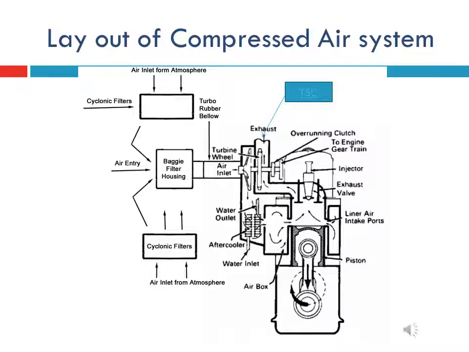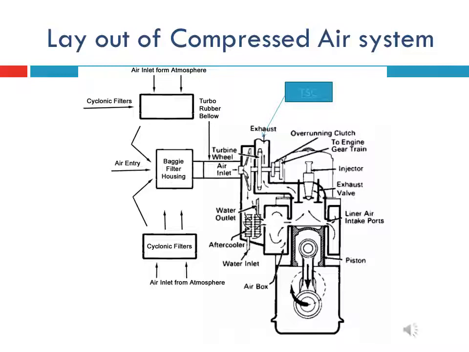Layout of compressed air system. It may be seen in the slide that air is initially filtered through the cyclonic filter and comes to the centralized air compartment. From the air compartment, air enters the turbo supercharger after filtering by the baggy type filter. Now, the intake air is compressed by the turbo impeller and discharged to the air boxes of the engine.